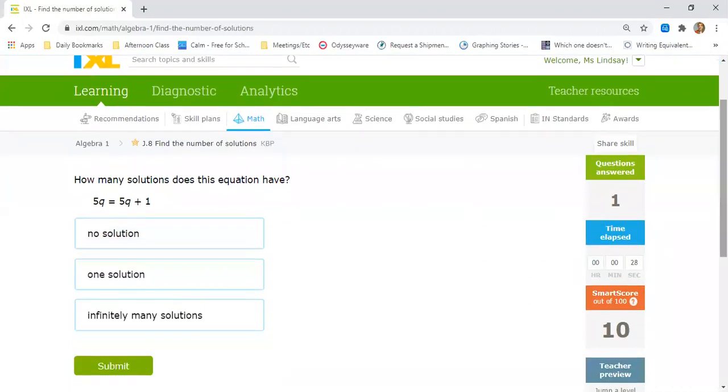5q equals 5q plus 1. Is there any number that you could multiply by 5 and get the same thing if you multiply by 5 and add 1? Yeah, I didn't think so. If you tried to solve it, what's going to happen? 5q minus 5q would be 0, and 0 is not equal to 1. So that has no solution.